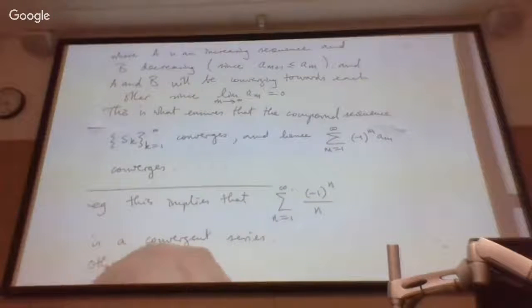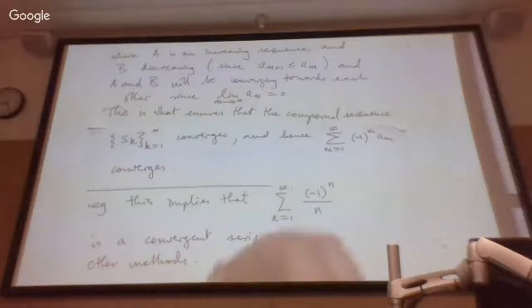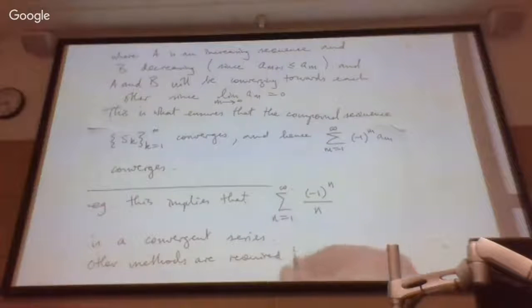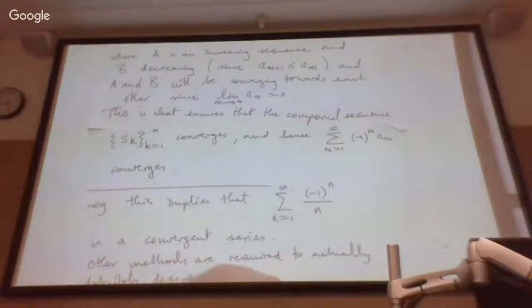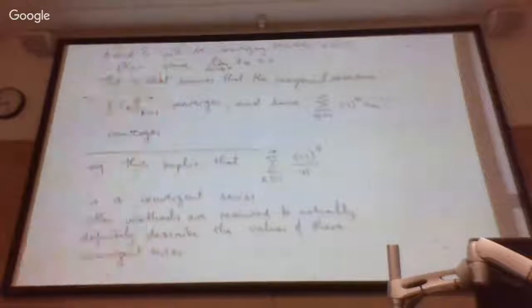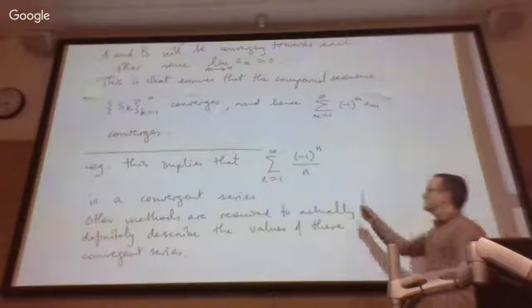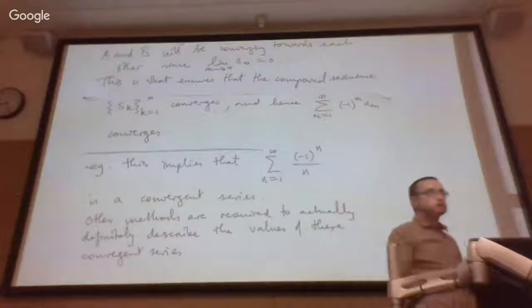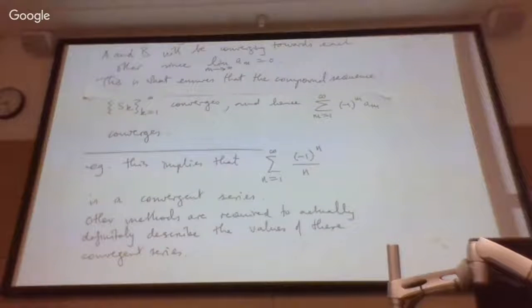Other methods are required, and you'll see some of this in some of these alternating series we'll encounter in the second year maths methods course. But it's a whole other thing. Other methods are required to definitively describe the values of these convergent series. You can approximate the sums by getting the computer to calculate some large partial sum that will be close to the limit. But actually getting some analytical, precise description of the limit in general is hard.